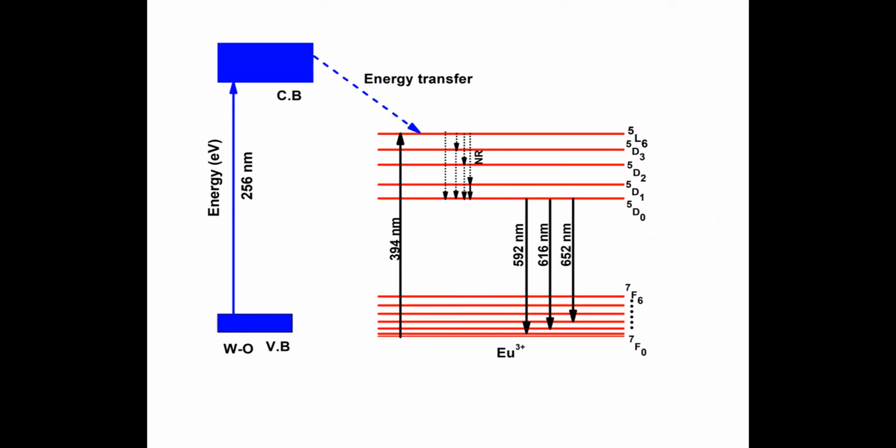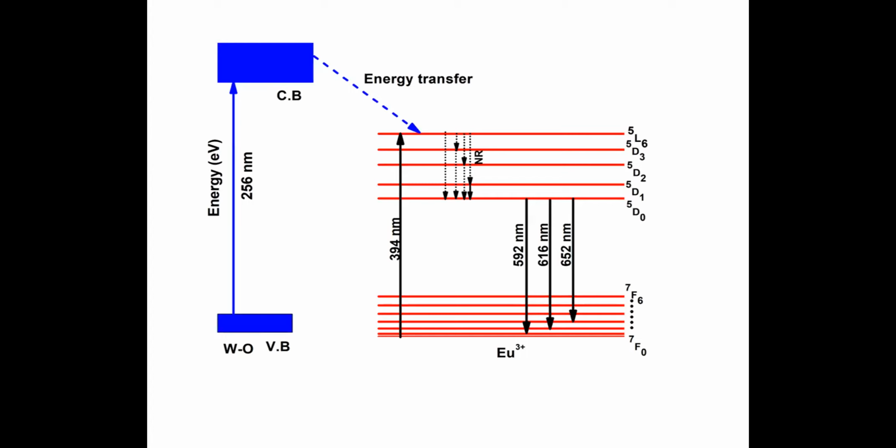This europium ion will get de-excited to the 5D0 level. This 5D0 level is the metastable level of the europium ion. From there, the ions will get de-excited to the lower 7F levels of the europium ion. These are the ground levels of the europium ion. From there, we get the emission peaks at 592 nanometer, 616 nanometer, and 652 nanometer. Thus, the prominent red emission is obtained at 616 nanometer, and this can be assigned to the 5D0 to 7F2 transition of the europium ion.